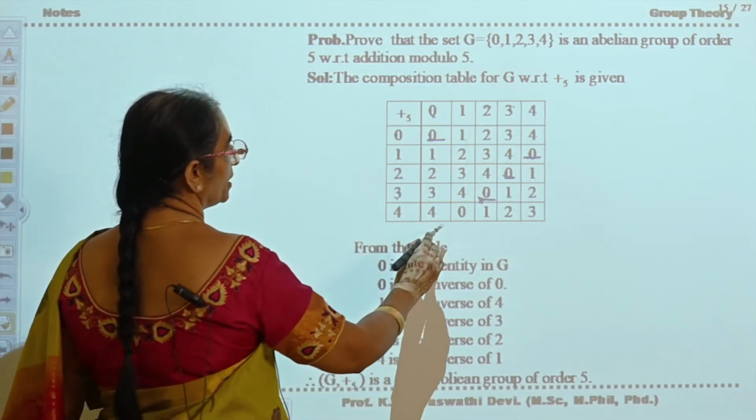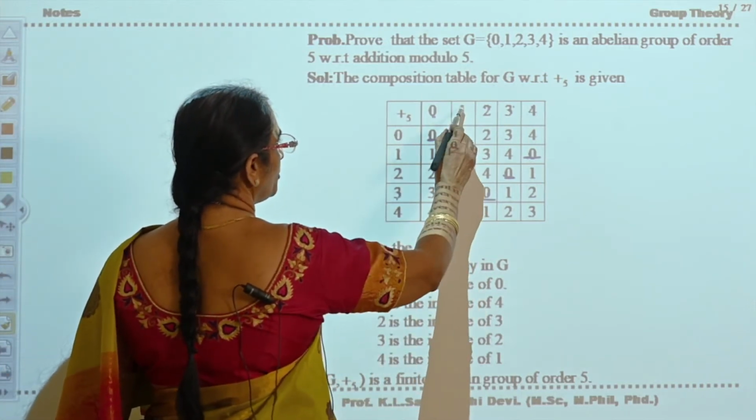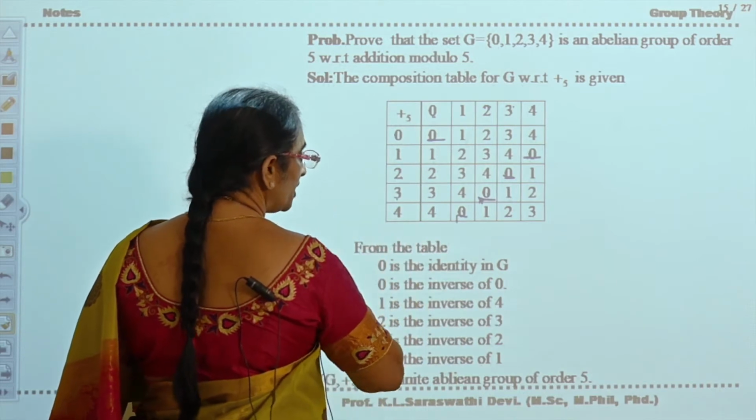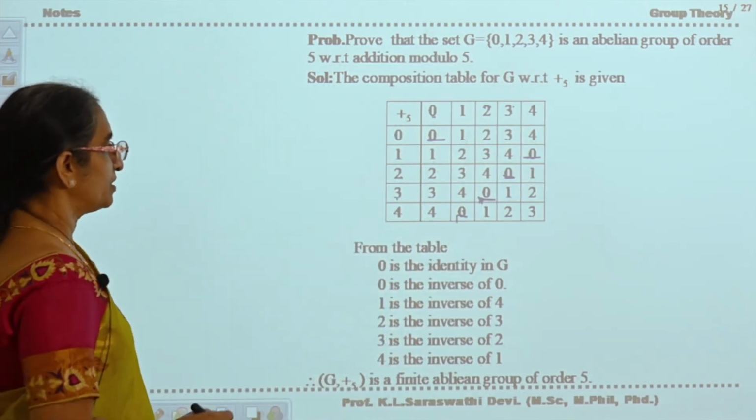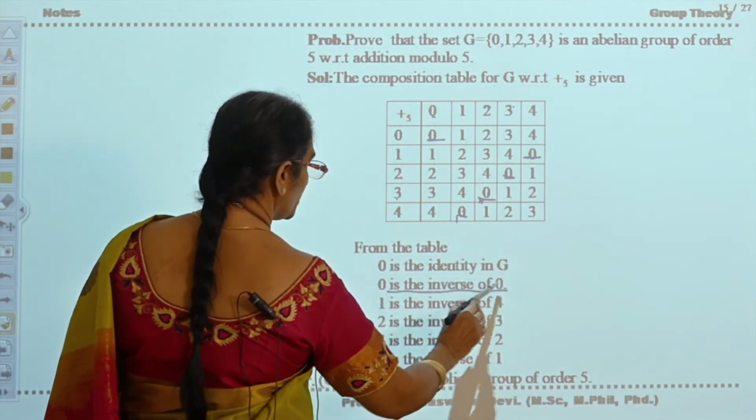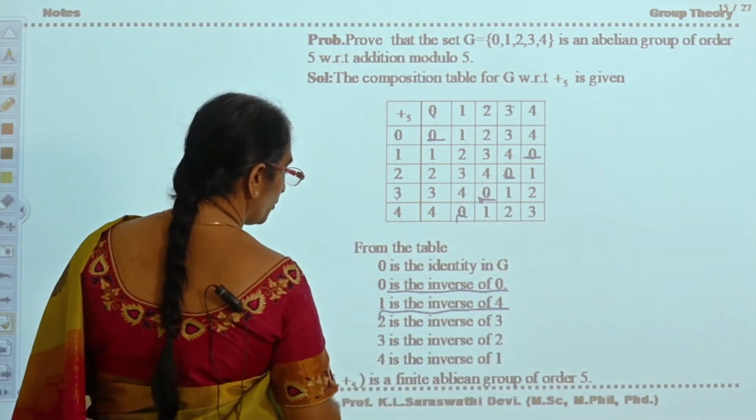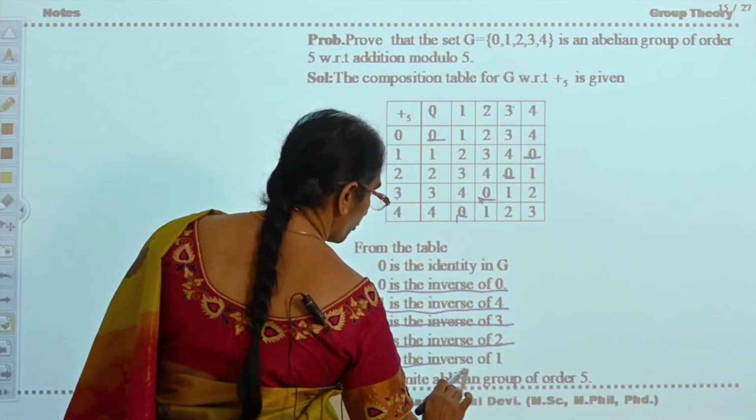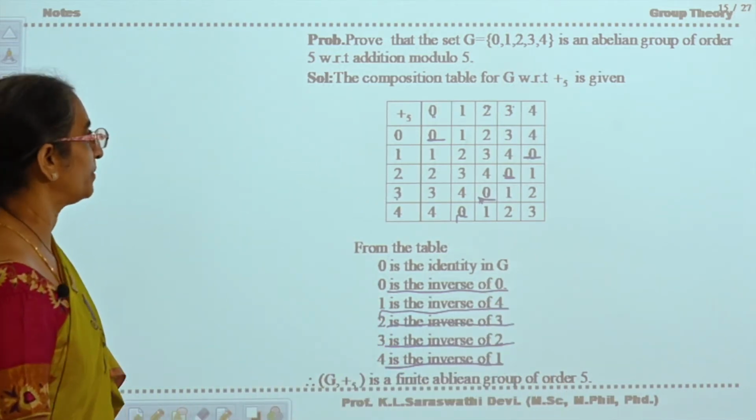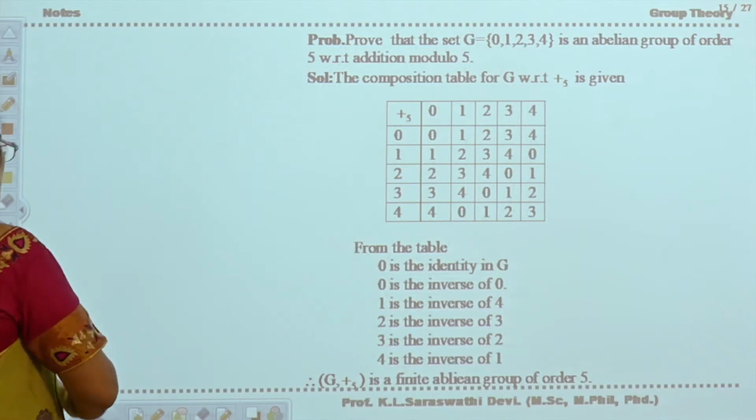Okay, again here. Now go to the top row 1 and go to the left column 4. 4 is the inverse of 1. That only I have written. See here, 0 is the inverse of 0, 1 is the inverse of 4, 2 is the inverse of 3, 3 is the inverse of 2, 4 is the inverse of 1 from the table. After this, what do you have to do?